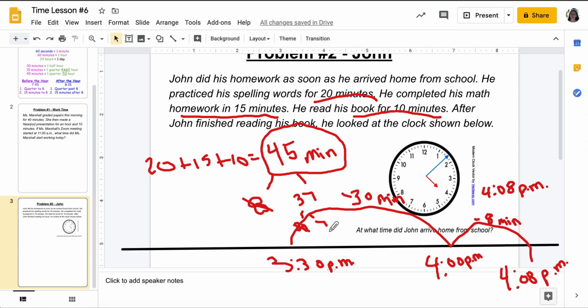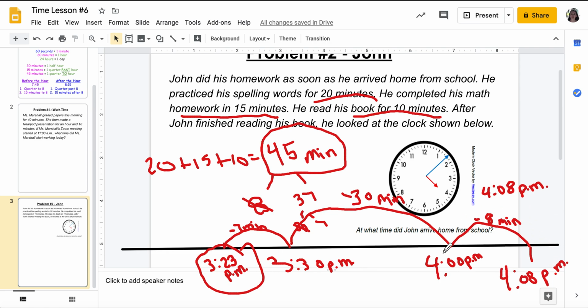Now I got to go back how many more minutes? How many more minutes do I got left to go back? 7. Well, I can do that. That's not hard. I got to go back 7 little baby minutes. If it's 3:30 and I go back 7 minutes, what time will it then be? Still 3 something. So what's 30 minus 7? It is 23. So what time did John start his homework? He started it at 3:23 p.m.